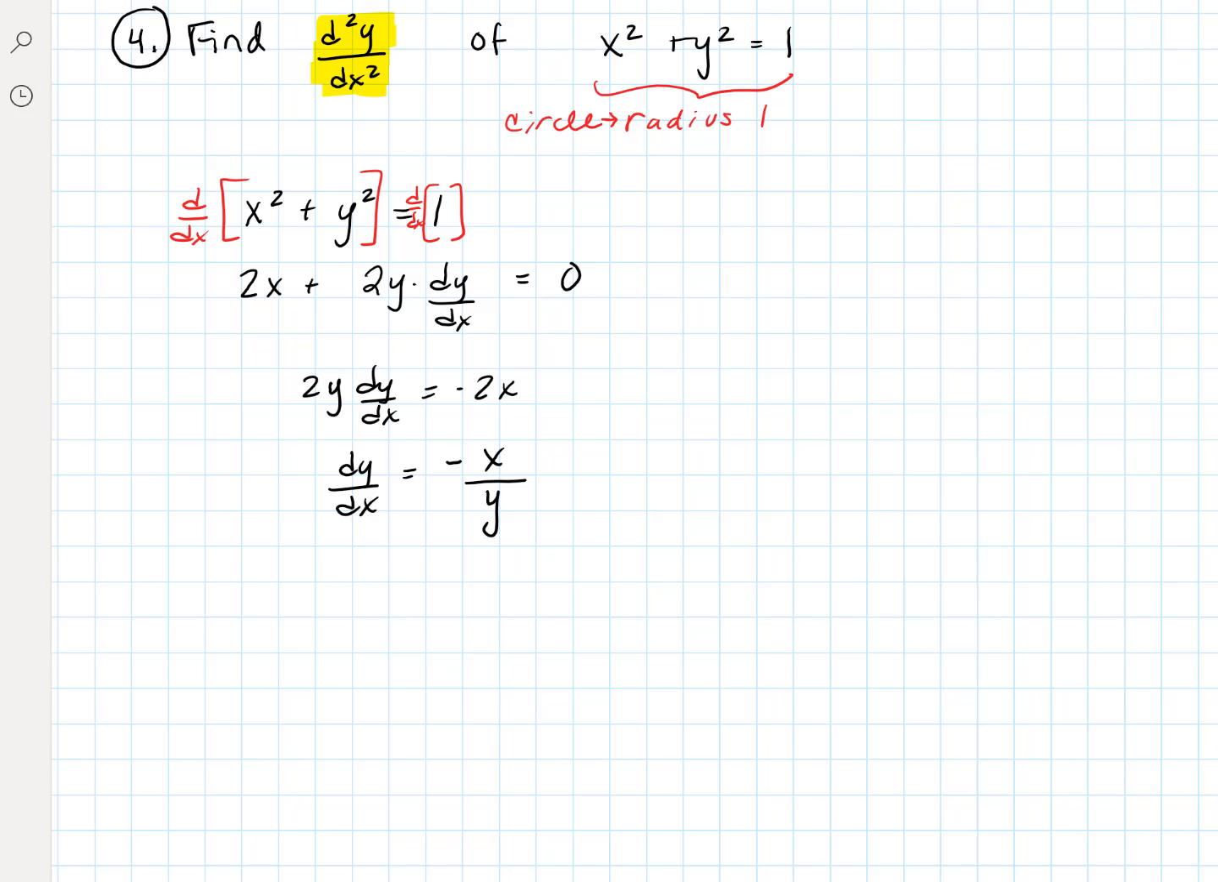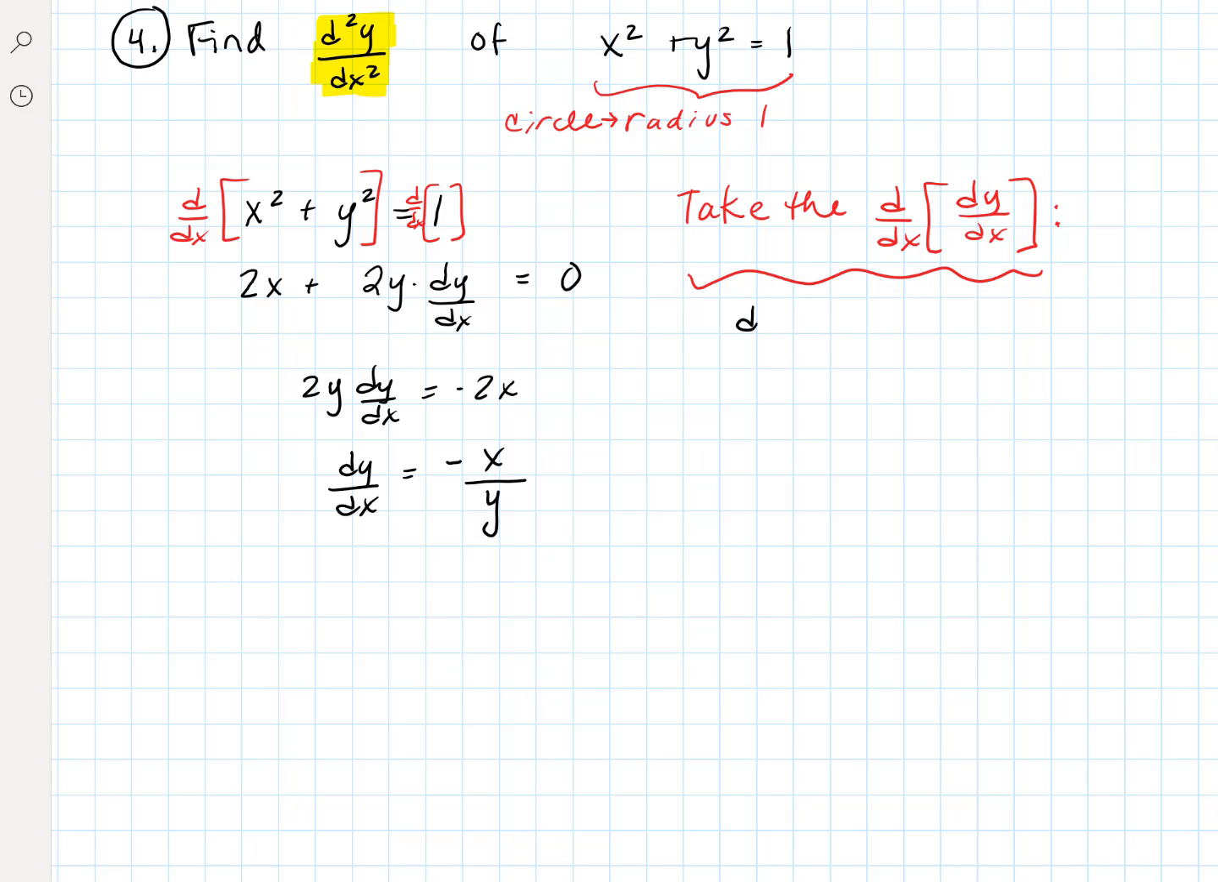Okay, now I want a second derivative. So now we're going to take the derivative of the derivative. I'm going to write it this way, the derivative operator applied to dy/dx. So now we're actually going to take the second derivative. That operator applied to dy/dx means taking the derivative of the derivative. Again, though, we're continuing to think of y as a function of x. We have to remember that.